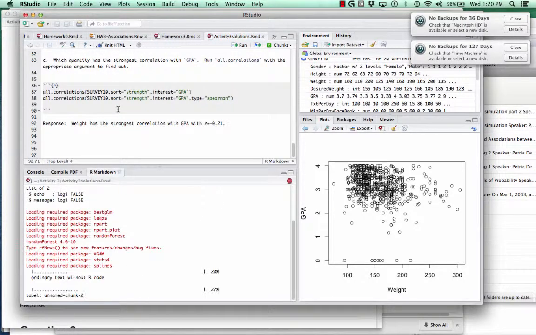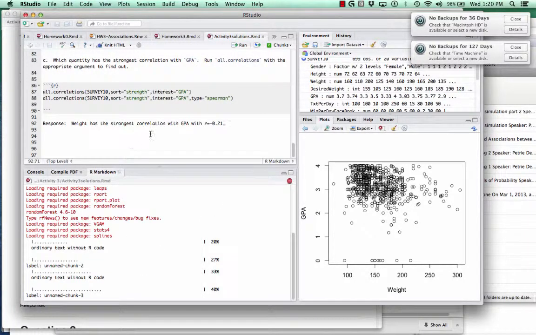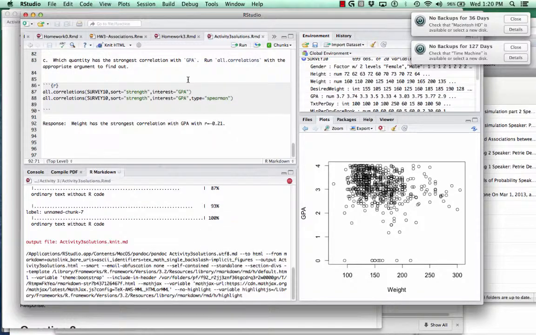All right, so we've worked through activity 3. I'm going to go ahead and compile that and upload those solutions.